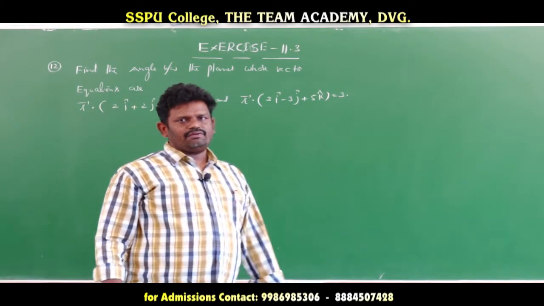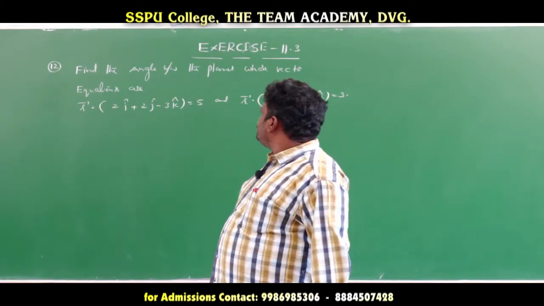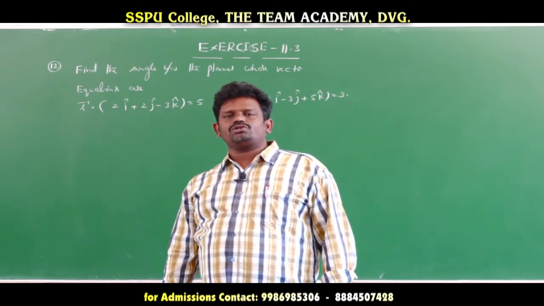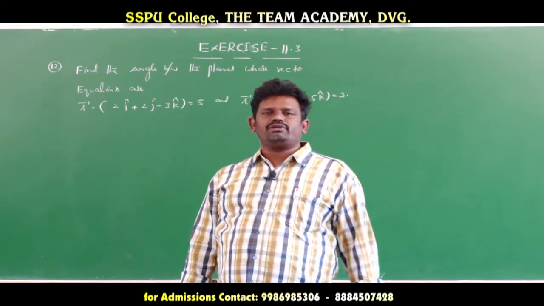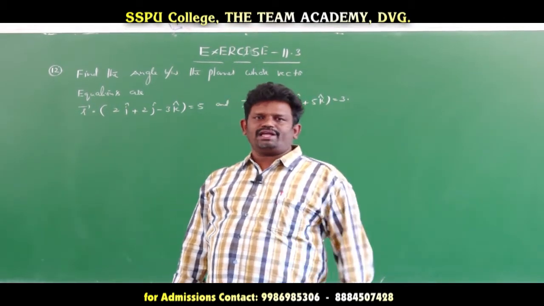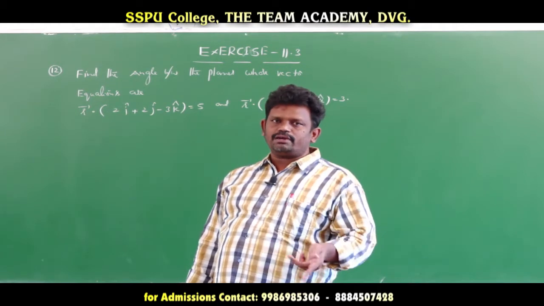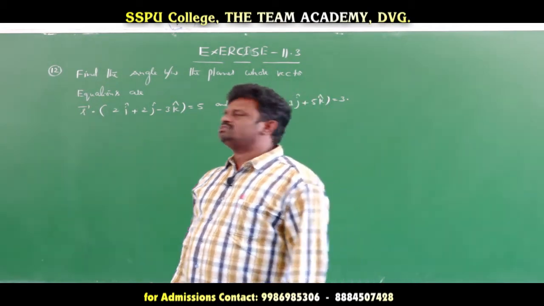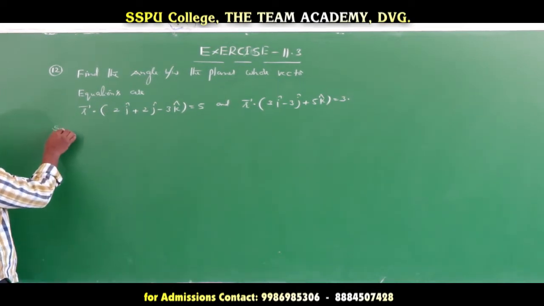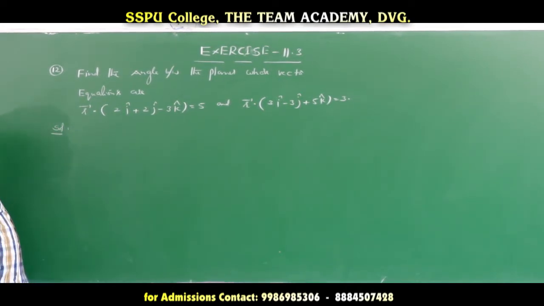Question here, what is given? Find the angle between two planes whose vector equations are r bar dot n1 bar is equal to d1 and r bar dot n2 bar is equal to d2. Then the angle between the two planes means the angle between their normals. From the given two vector equations, first we take the normal vectors.